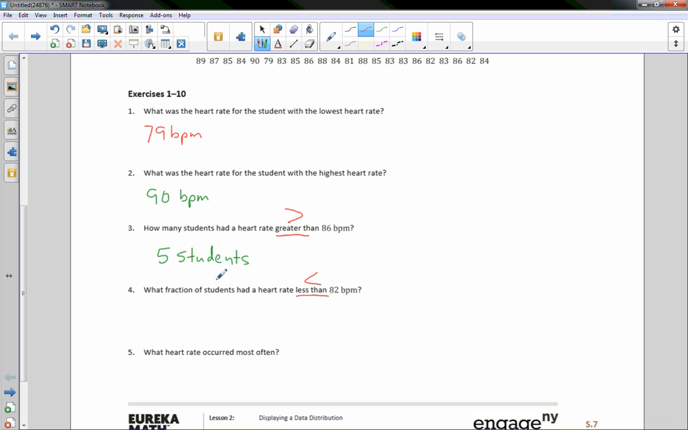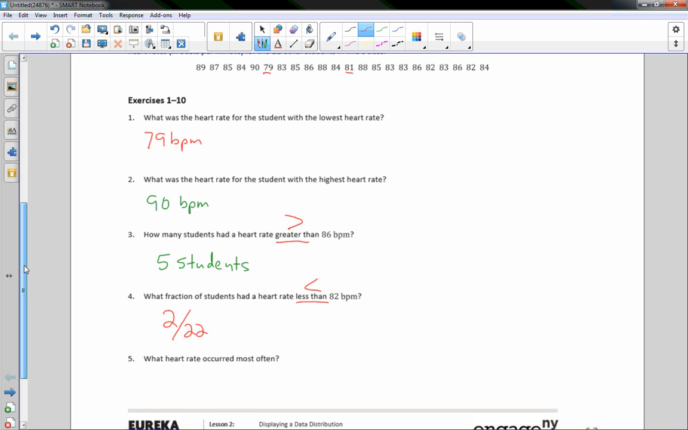Which fraction of students had a heart rate less than 82 beats per minute? 89, 87, 85, 84, 90, 79 is less than 82. 83, 85, 86, 88, 84, 81 is less than 82. 88, 85, 83, 83, 86. 82 is equal, that's not less. 83, 86, 82, 84. There were 2 out of the 22 students.